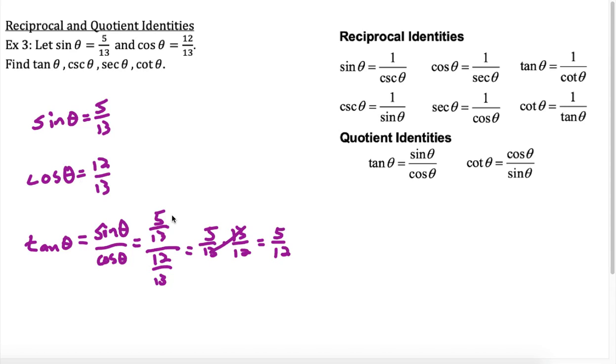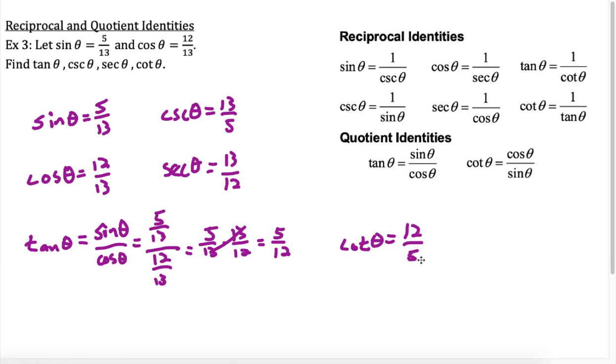So now I can easily write the other three. Sine is the reciprocal of cosecant. So the reciprocal of 5 over 13 is 13 over 5. Secant is the reciprocal of cosine. So that would be 13 over 12. And cotangent is the reciprocal of tangent. So that would be 12 over 5.